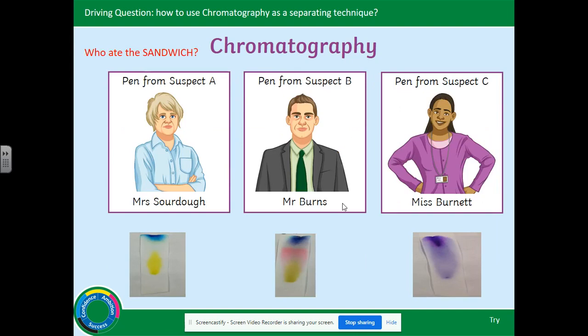Now, who ate the sandwich? That's a question we want to answer. Do you remember what the chromatogram looked like that Mr. Samuels got from the pen? If you can remember carefully, we'll find out who stole his sandwich. Now, was it Mrs. Swardo or Mr. Burns or Miss Burnett? Let's see who stole and ate his sandwich.